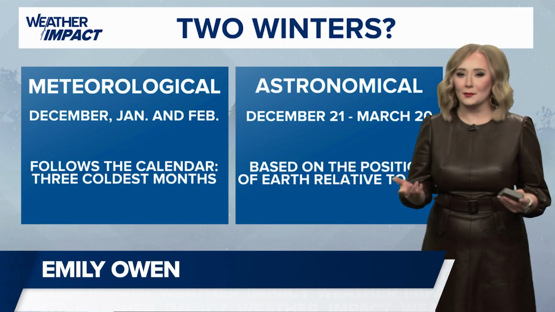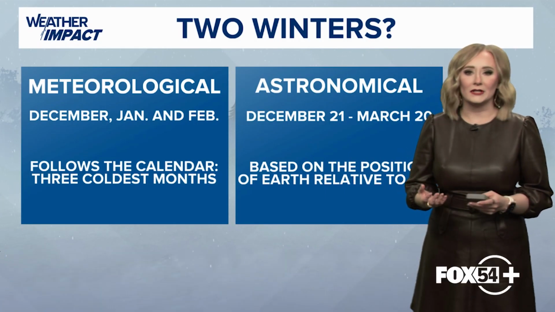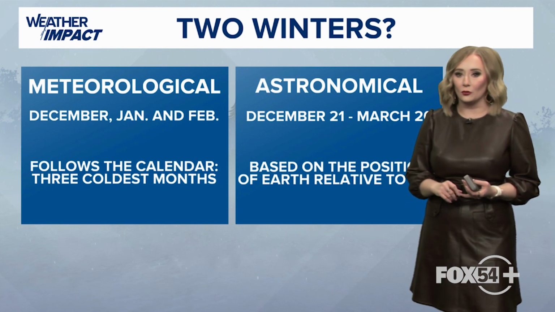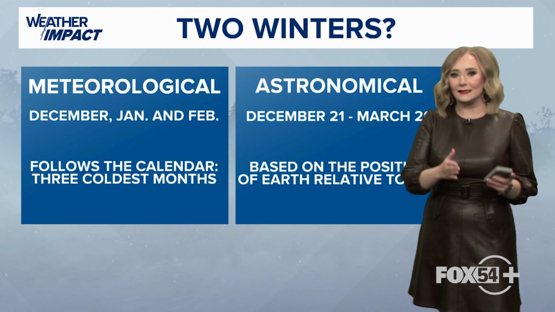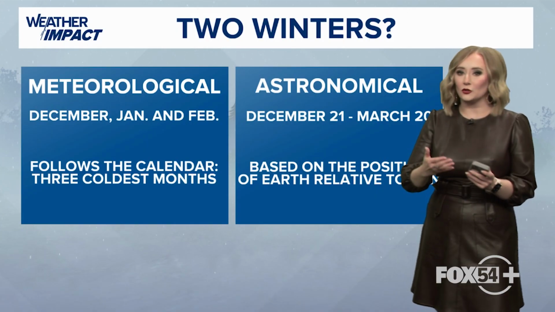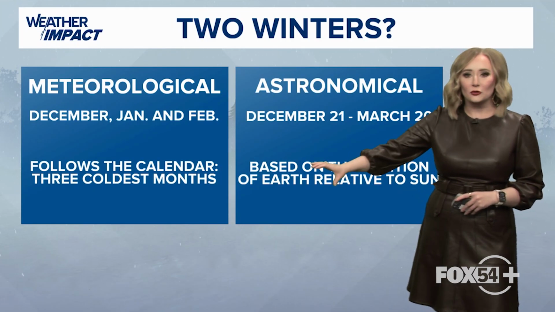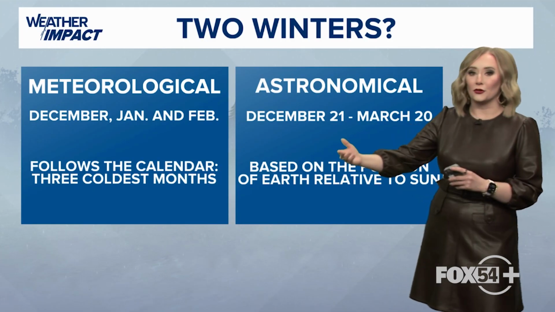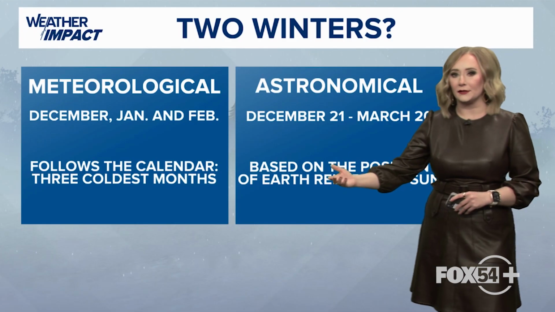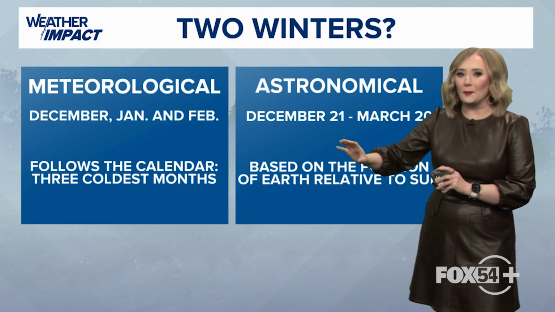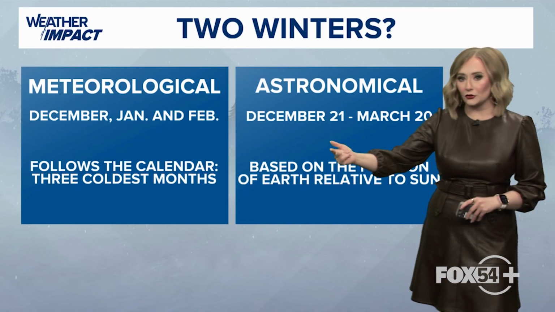First and foremost, you probably hear us talk about two different types of winters that we typically see. Well, first, we have meteorological winter. That's going to occur December the 1st until February 28th or 29th, depending on if it's a leap year or not. That's what follows the calendar. That's the 3 coldest months that we typically see within a year's span. So we're talking about the climate patterns when it comes to meteorological winter.